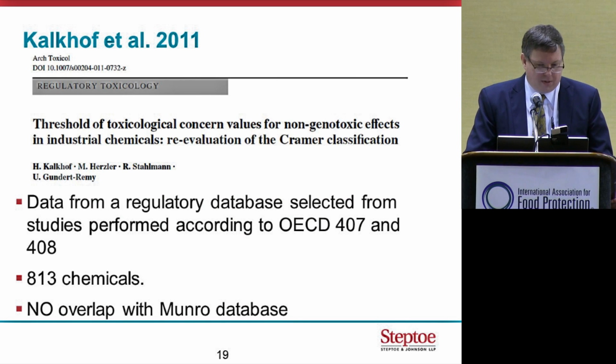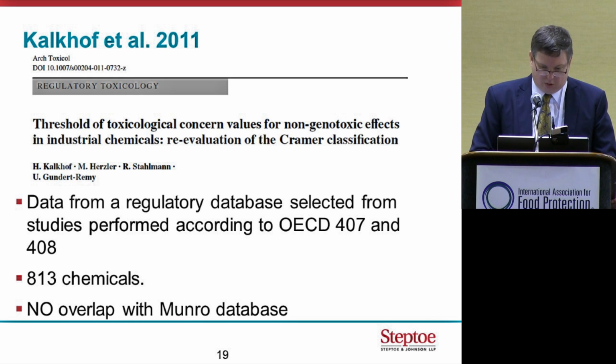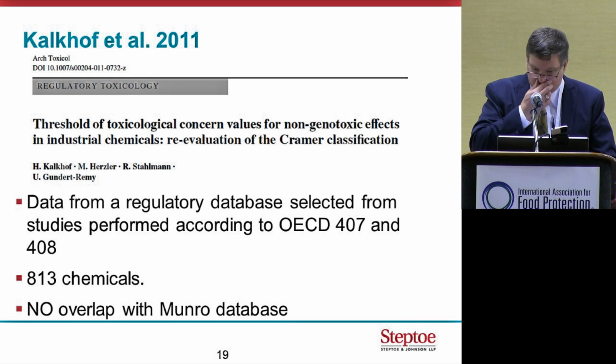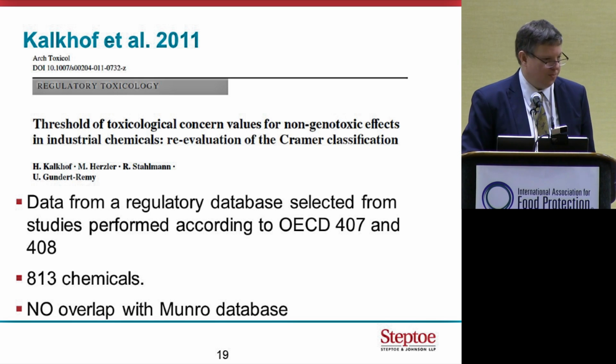Another group, Kalkhof et al., published an analysis which is significant because it includes over 800 compounds, and there's no overlap of those compounds with the Munro data set. And again, we see the Kalkhof TTC is almost 10 times the class 3 TTC for Munro. The other two are higher and or comparable, as the case is for class 2 and class 1. And I'll stop there. Thank you.